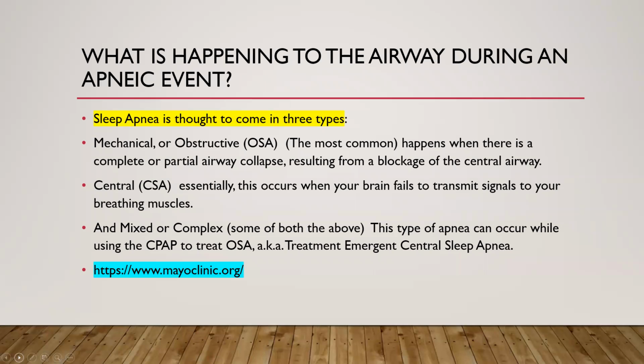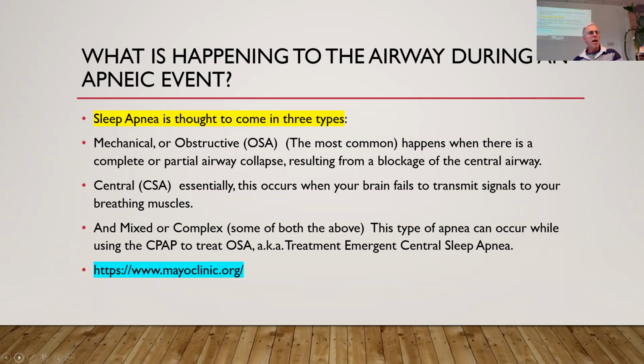All right. What's happening to the airway during an event like a sleep apneic event? Well, there are three types that are commonly known. And one is, I just mentioned it, obstructive or mechanical sleep apnea. It's the most common sleep apnea that's diagnosed. And of course, you know it happens when there is a complete or partial airway collapse, resulting basically in the blockage of the central airway system to your lungs and back.